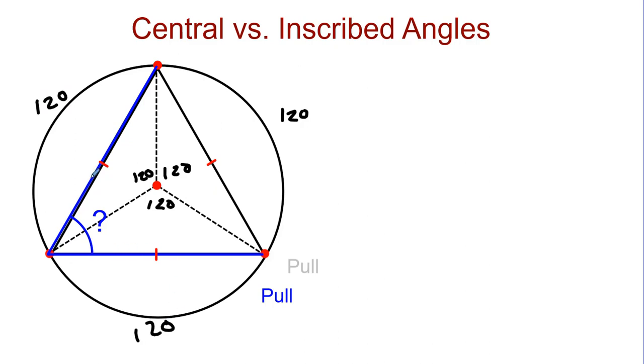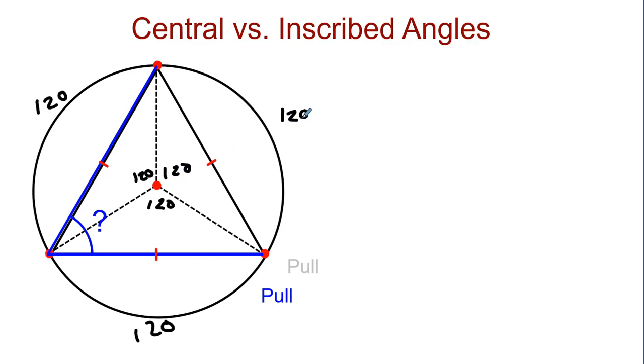So what's the measurement of the inscribed angle? Well, remember the inscribed angle, which is an angle whose vertex is on the circle itself, is going to be half of the central angle, or you can say it's half of the measurement of the opposite arc.